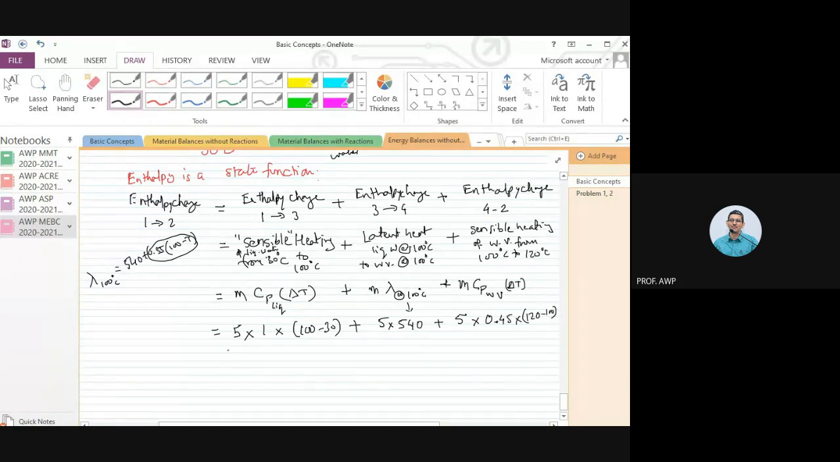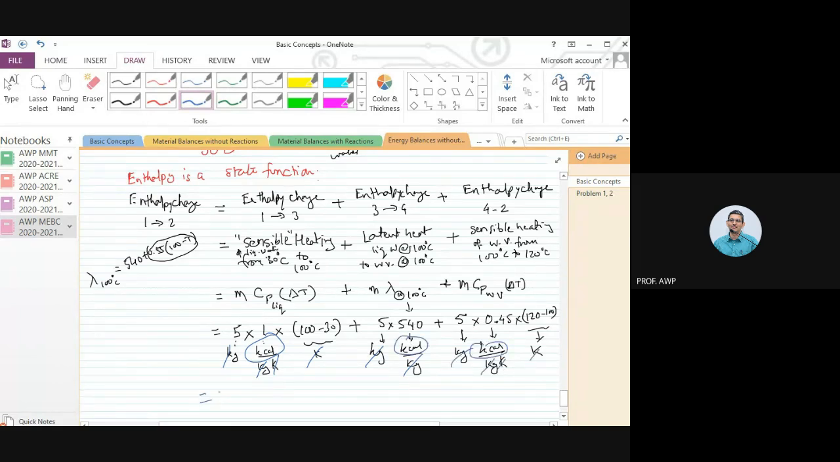Right, so just write the units for once. Kgs, 5 is in terms of kgs, Cp is in terms of kilocalories per kg per Kelvin, and this is your change in Kelvin. This is m, so mass in terms of kgs. Latent heat is in terms of kilocalories per kg. Mass in terms of kgs, Cp of water vapor in terms of kilocalories per kg Kelvin, and temperature change in terms of Kelvin. Right? So this Kelvin will go away, kg will go away. We will have units of kilocalories.